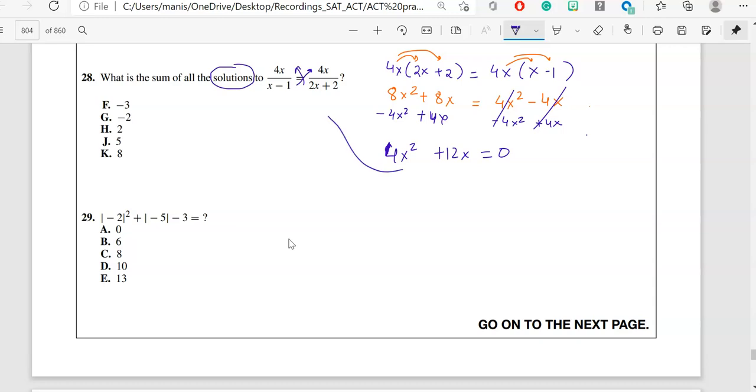Now, next step, I'm just doing the rest of the steps over here. I can take 4x common. When I take 4x common, it becomes x plus 3 equal to 0.